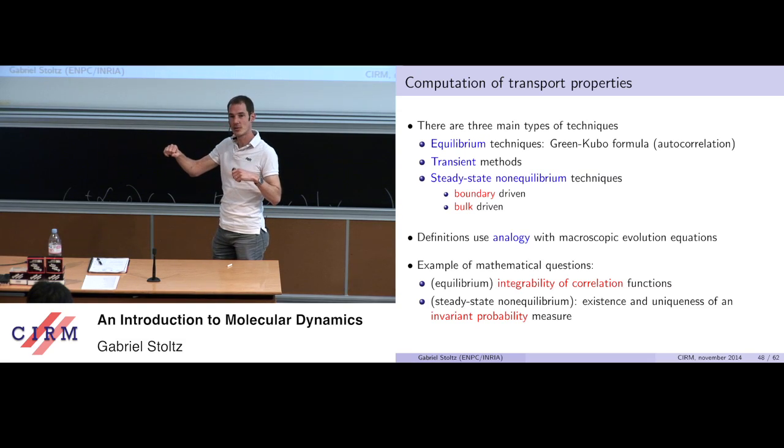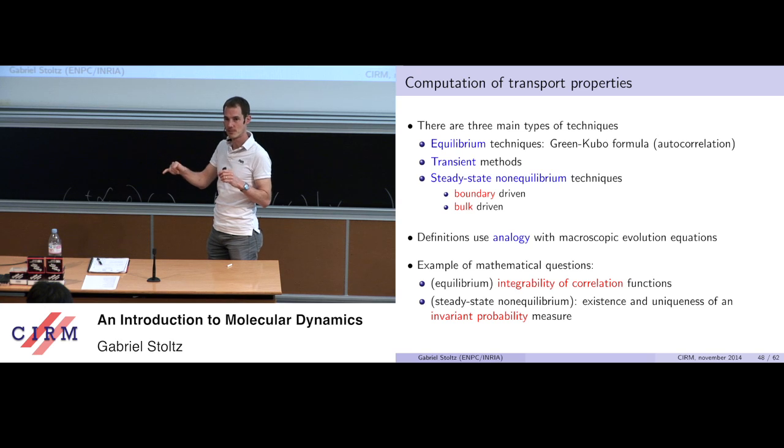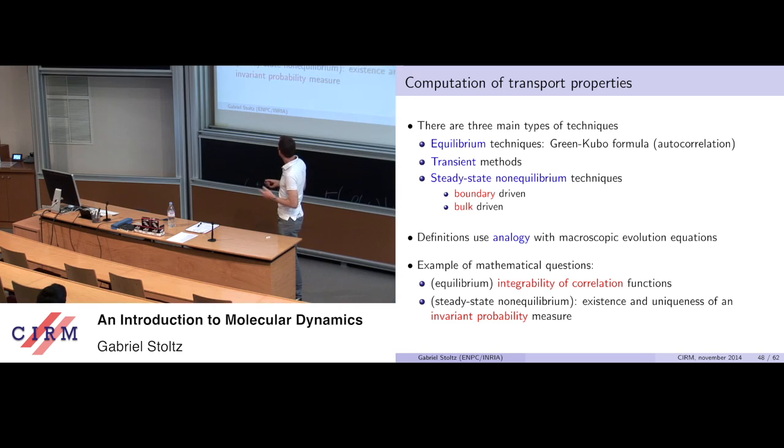So for instance, for thermal transport, you heat one side of the solid, you cool the other one, and you look at what is the energy flow from the hot to the cold side. And by measuring the average energy current and dividing by the temperature difference, you recover the thermal conductivity. So those are the two main ways: those equilibrium correlations and those steady-state non-equilibrium techniques.